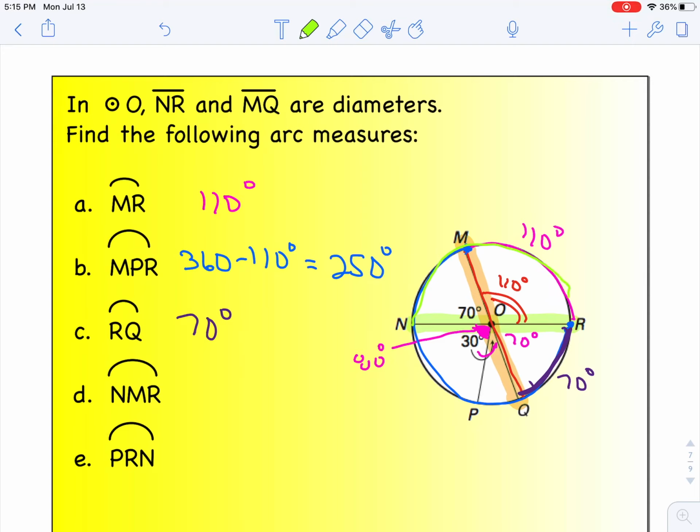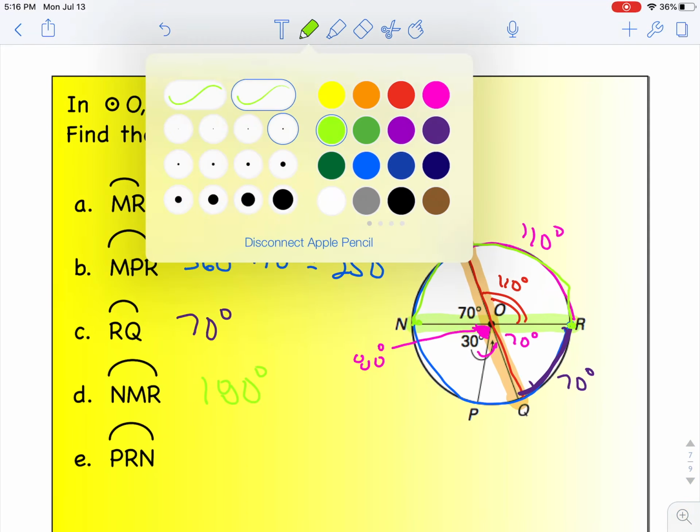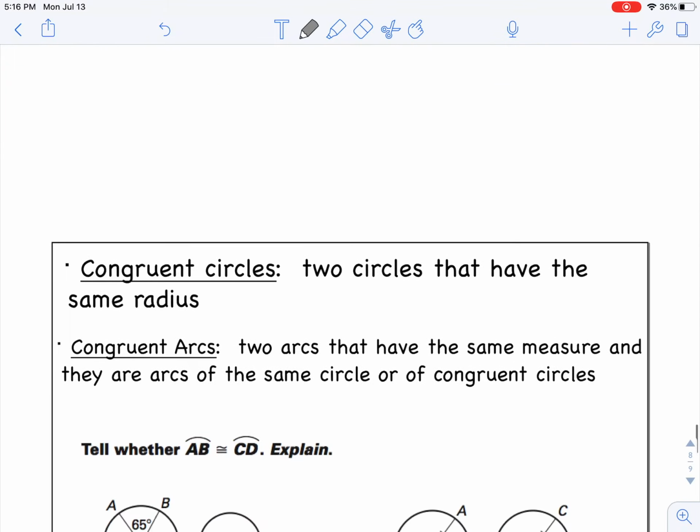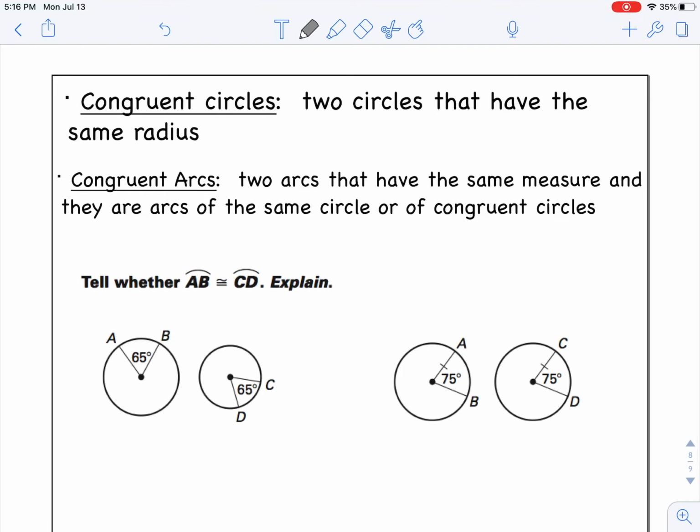And NMR. So from N through M all the way over to R, well, that's 180 degrees because its endpoints are that diameter, so 180 degrees. And last but not least, PRN. So let's take a look at P around to R and over, way over to N. So now these are my endpoints, and it is the same endpoints as the central angle, 80 degrees. So now I would just take 360, subtract the 80, or you could use arc addition here and get 280 degrees.